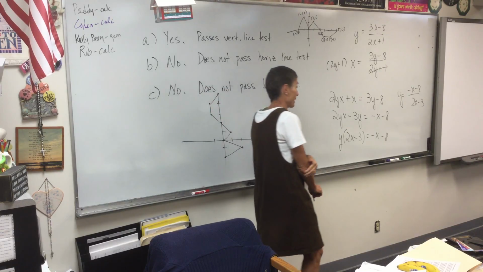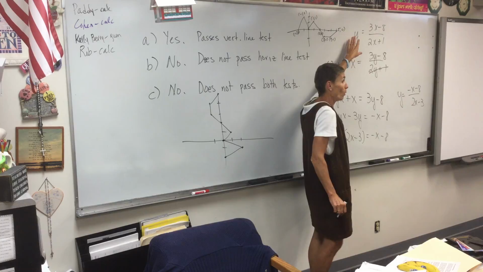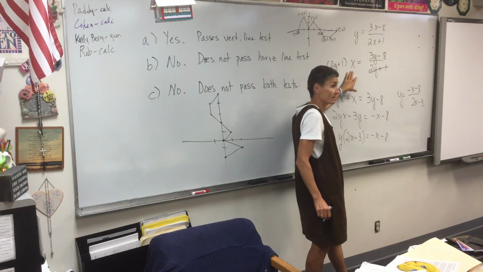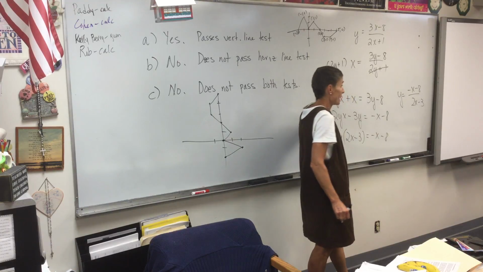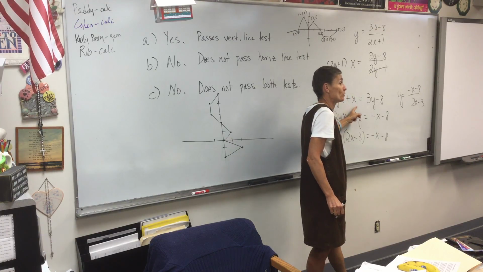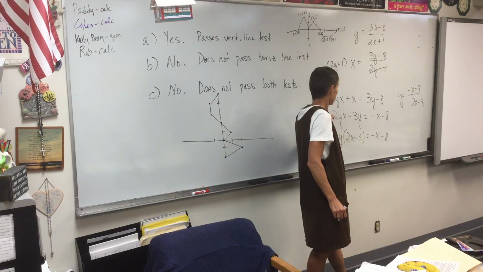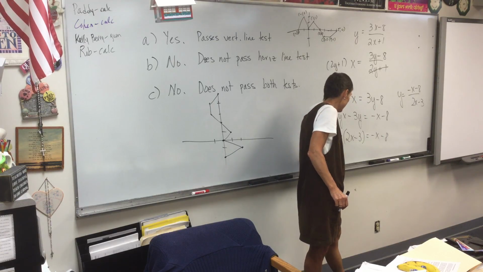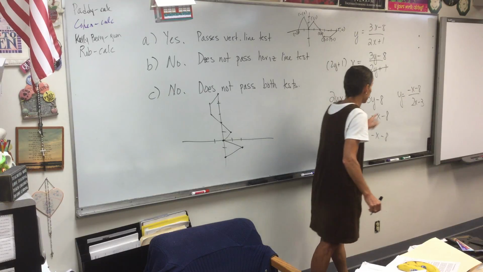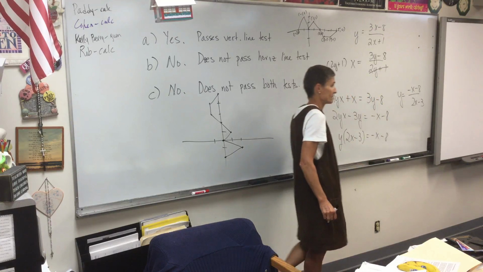So one more time. Step one, change the y's and the x's. Step two, move your denominator over and distribute it. Move all of the y's to the same side, factor them out, divide by the parentheses.